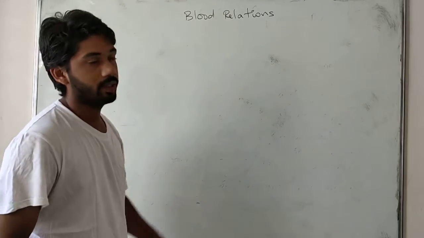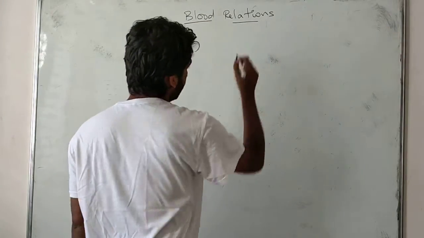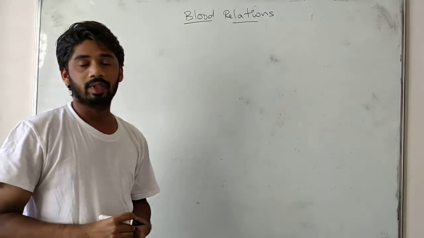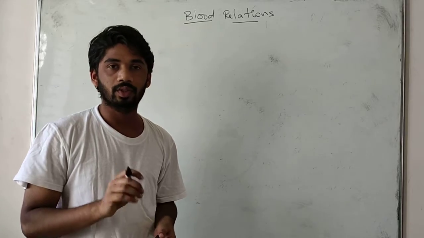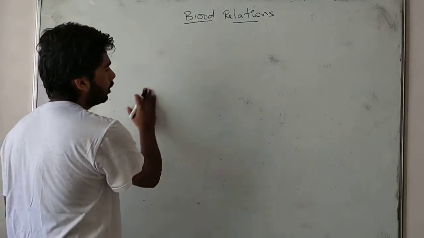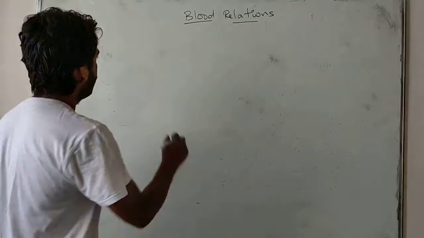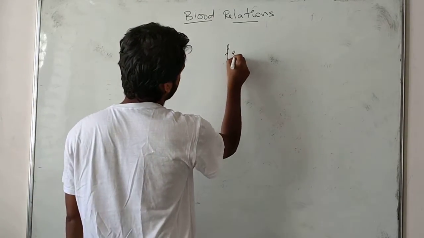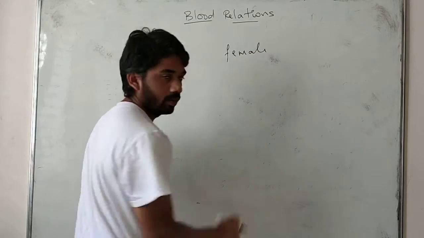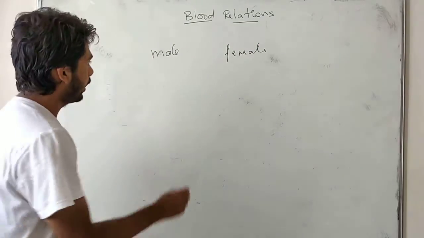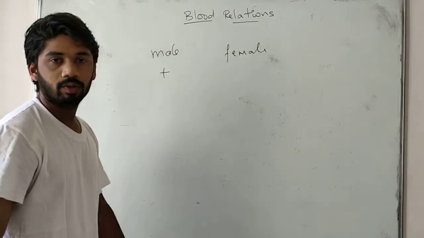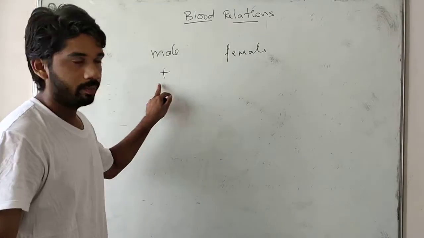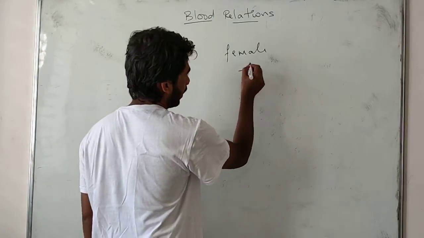Blood relationship, friends. In blood relationship, first we must know how to write these symbols. There are some symbols for male and female. These all symbols we must know. For male we will write plus, and for female we will take minus.